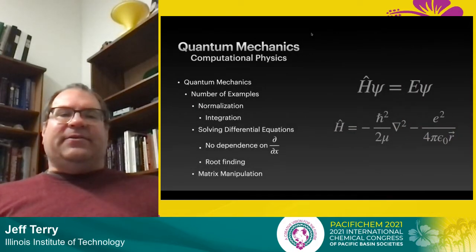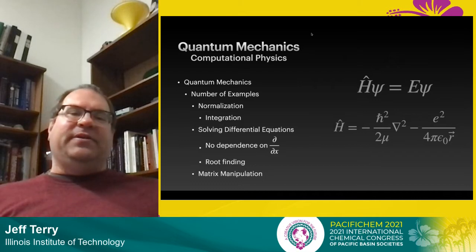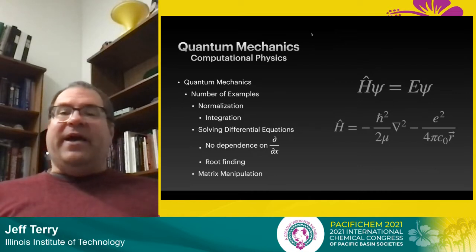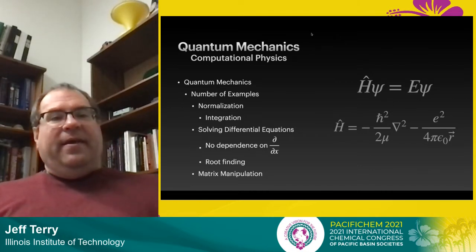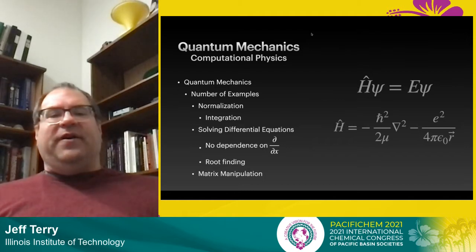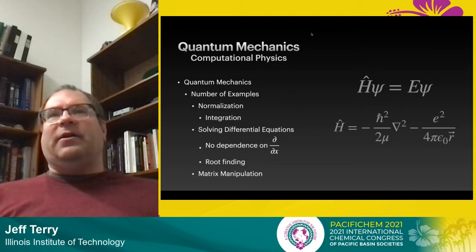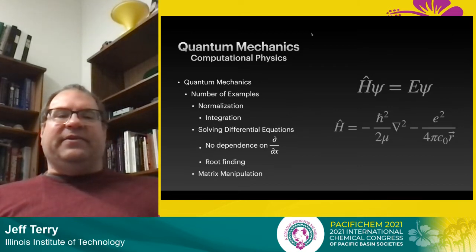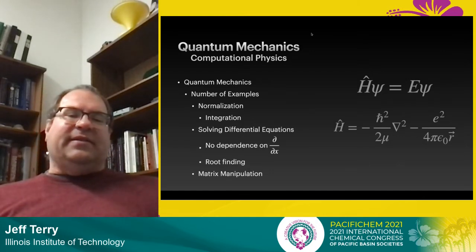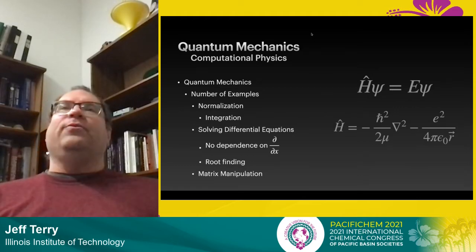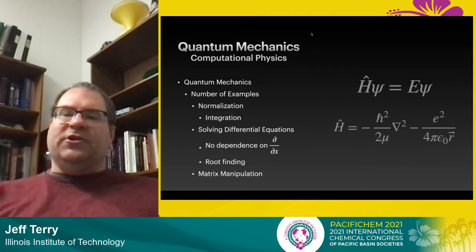Why quantum mechanics? Well, there are a number of examples that you can use that touch on all the different types of math that you have to do on a computer. You have to do normalization, which involves integration. You can do solving differential equations. And the reason why I like quantum problems is there's no explicit dependence on the first derivative. That makes it easier for the students, and we find that to be very helpful. You have to do root finding. You can do matrix manipulation, all when trying to solve problems with the Schrodinger equation.